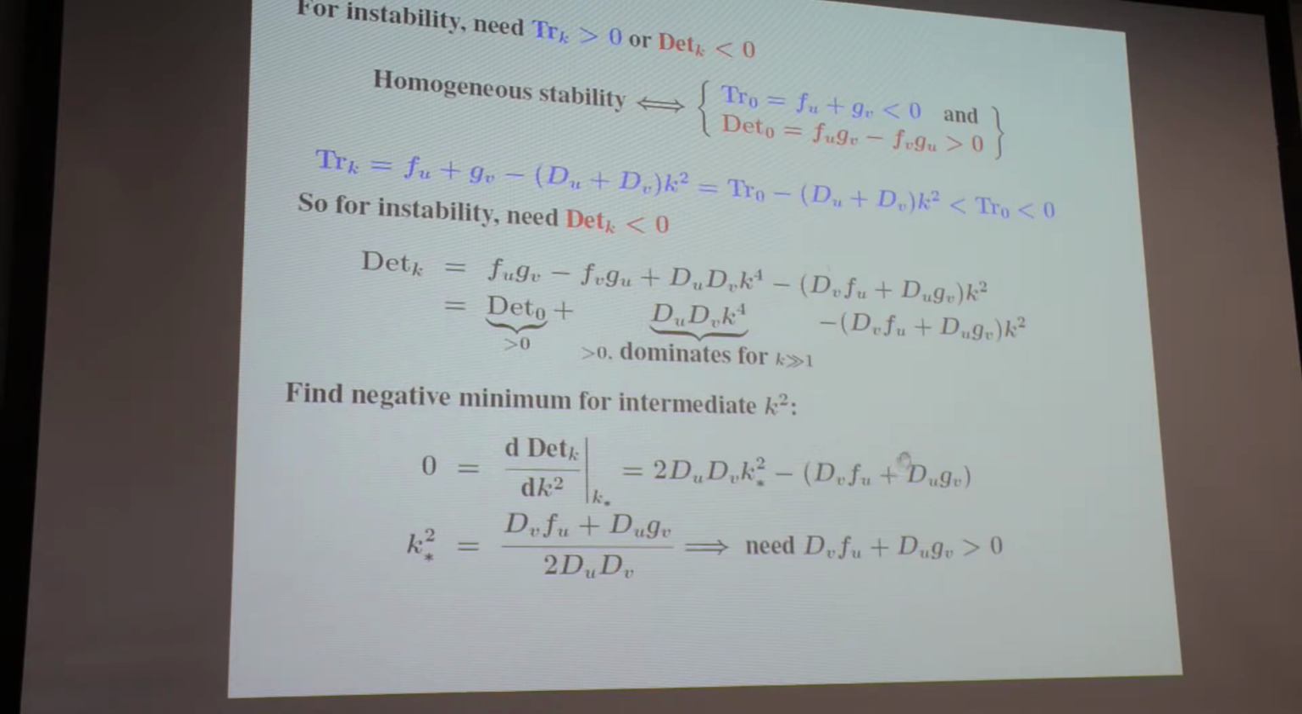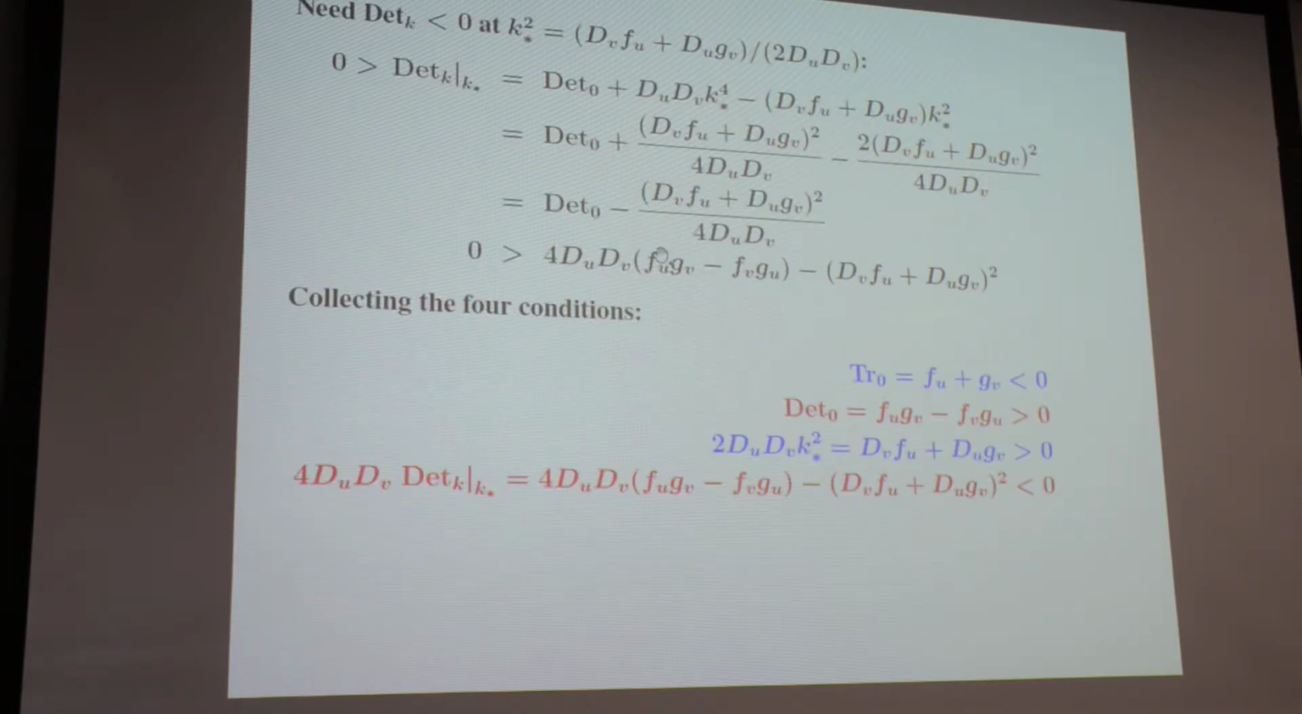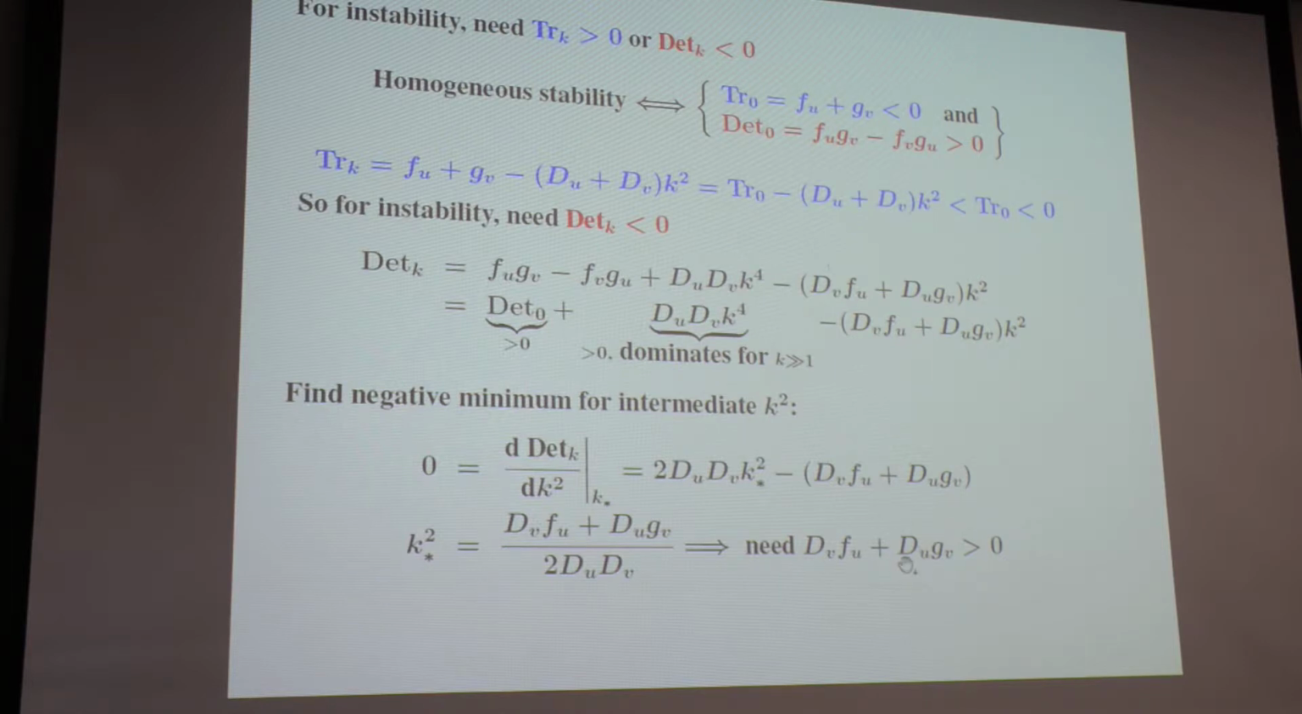And supposing that solution for k squared is negative, then that's not a proper k squared. That's telling us that this won't work. So we need this solution to this minimum derivative, for k squared, to be positive. This is already positive because the diffusion coefficient is positive. And we need this thing here to be positive. Okay, so that is one of the conditions that we need. So we need the k squared value at the minimum to be a proper k squared value, and we want the determinant to be negative at that minimum.